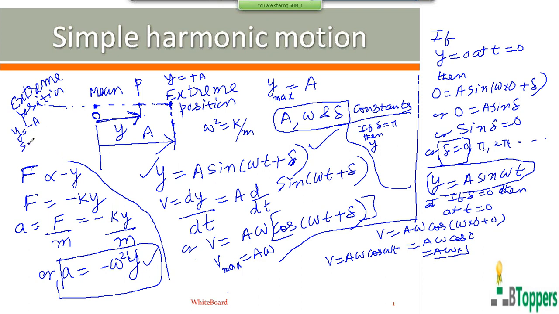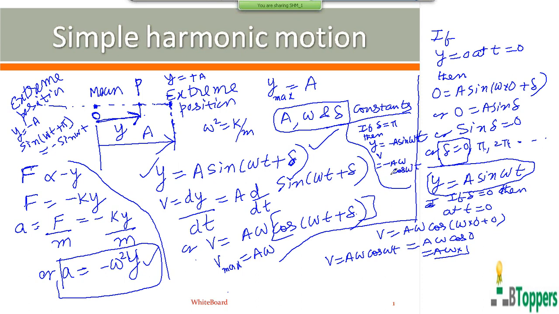Sine omega t plus pi, you must be knowing that pi radian means 180 degrees, sine 180 plus theta will be equal to minus sin omega t. Sin omega t plus pi is minus sin omega t. And velocity will be given by, if you substitute delta equal to pi in this equation, v will be equal to minus a omega cos omega t.